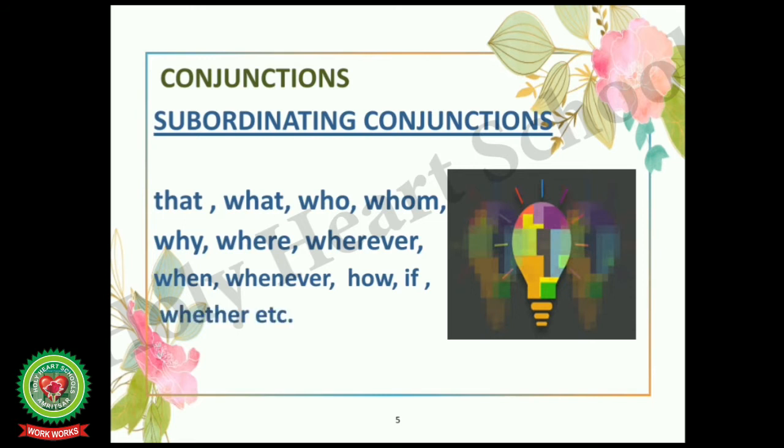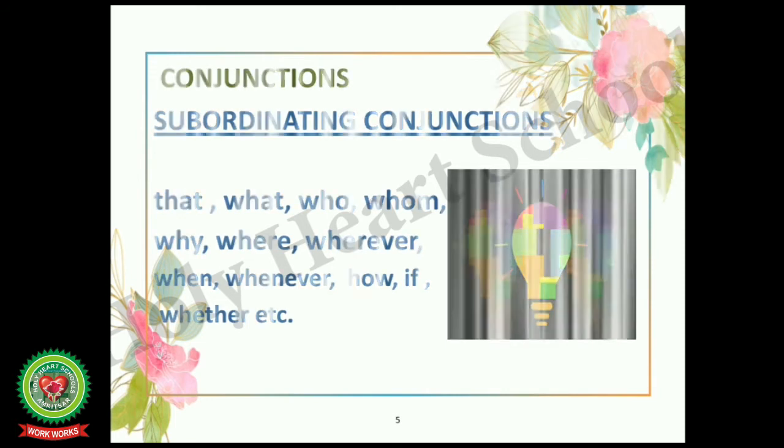whether, etc. So, in order to convert compound sentences into complex sentences, we can turn one of the coordinate clauses into a subordinate clause. And we must replace the coordinating conjunction with a subordinating conjunction. Students, let's see the examples.